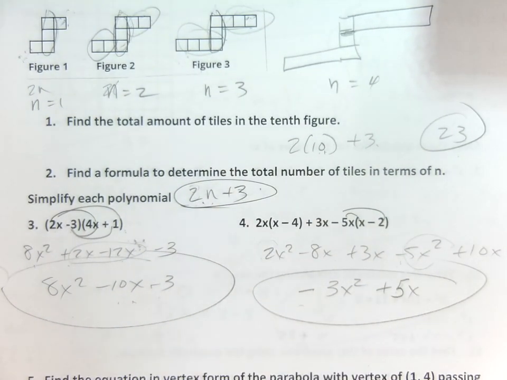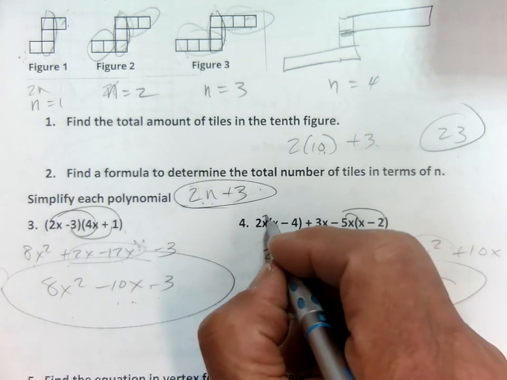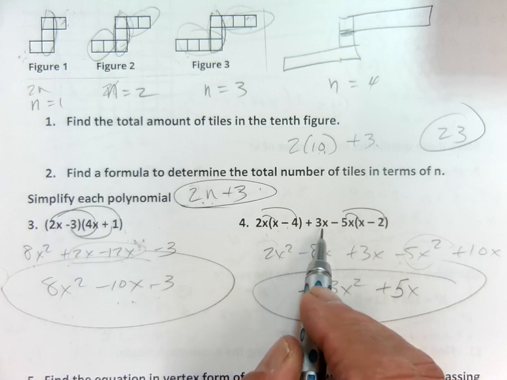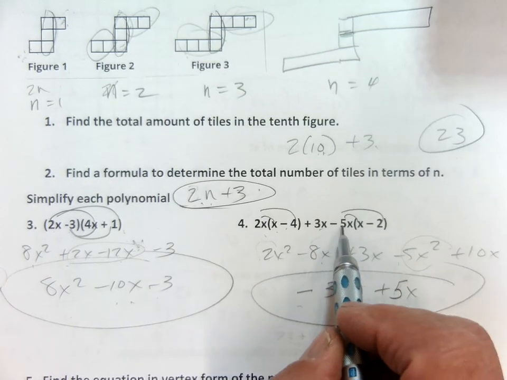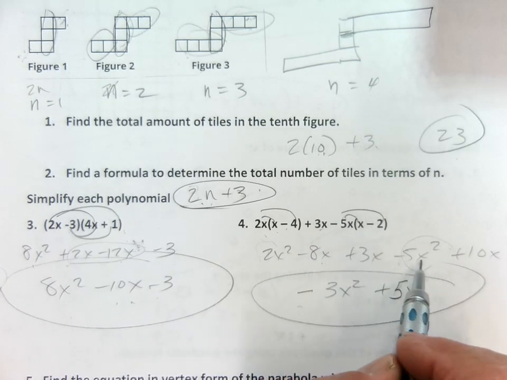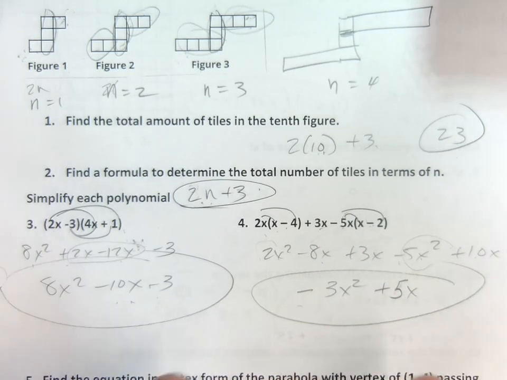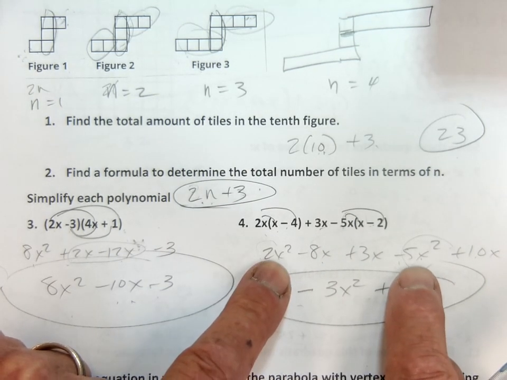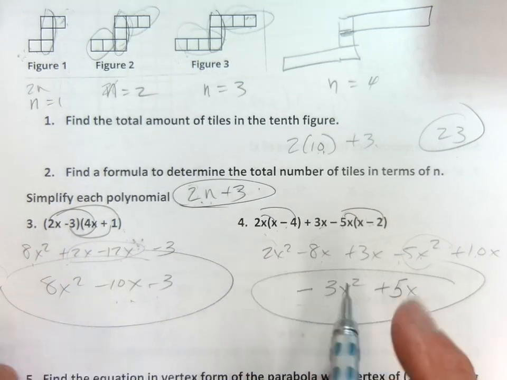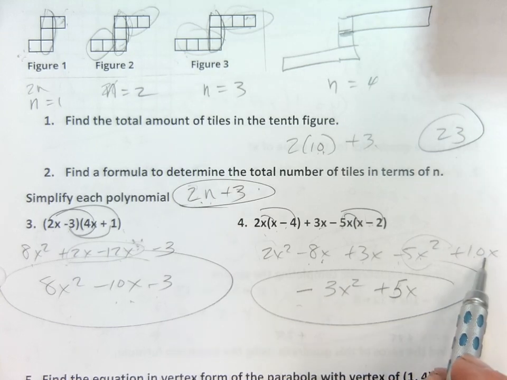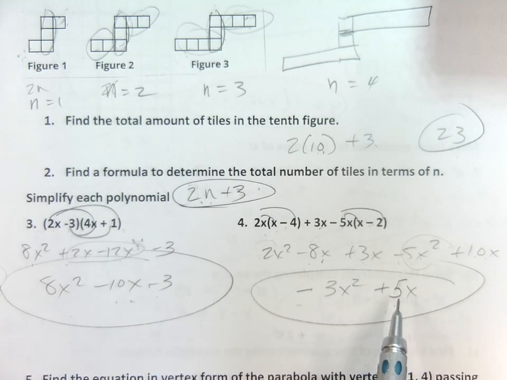Number 4 is just a little bit bigger. I have to distribute first. I get 2x squared minus 8x. Leave the 3x alone. Distribute first: minus 5x squared plus 10x. Combine like terms. Here's my x squared, so I get a negative 3x squared. I got a negative 8x, positive 3x, positive 10x, which makes a positive 5x when you combine the x's, okay?